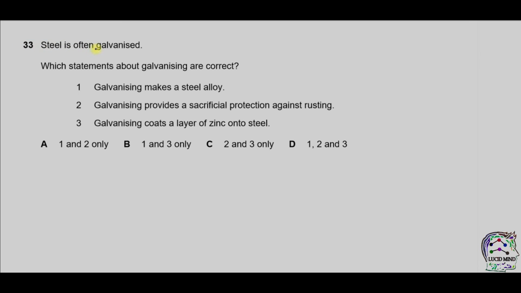Question 33, steel is often galvanized. Which statements about galvanizing are correct? Now galvanizing means coating with a layer of zinc. Part 1, galvanizing makes a steel alloy. This is incorrect because it is just a coating above the surface of steel, forming a layer of zinc.